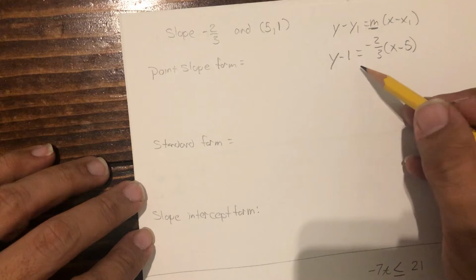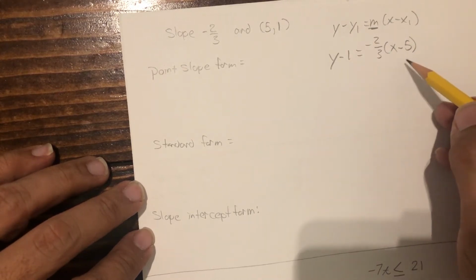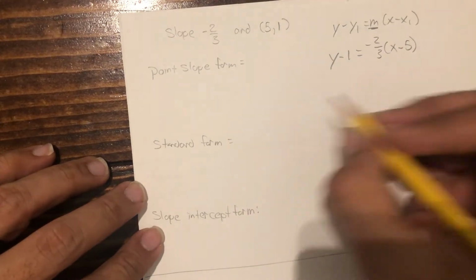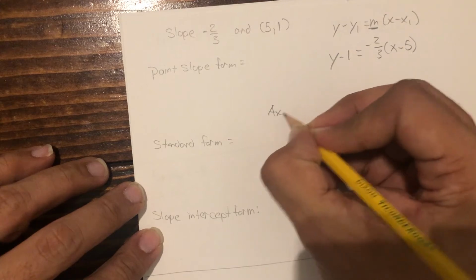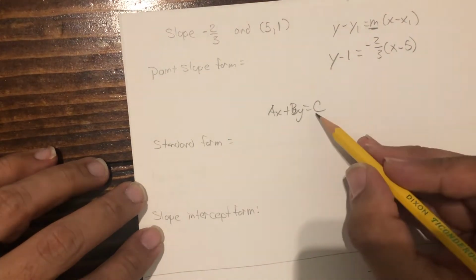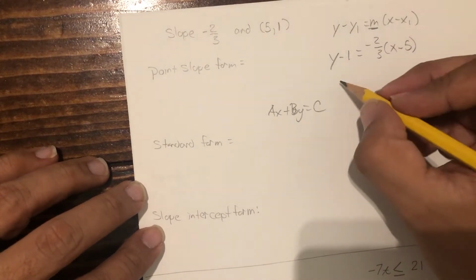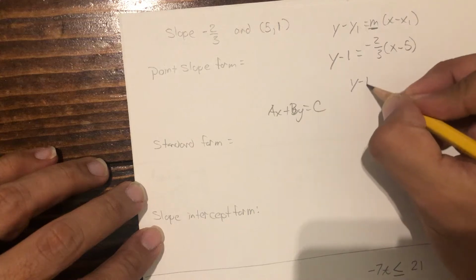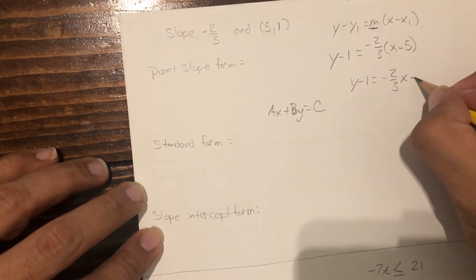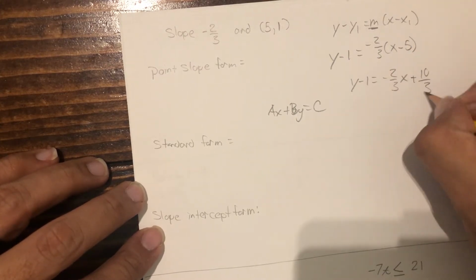Okay? If I wanted to change this into standard form, I'd have to first multiply this out and then leave the letters x and y on one side, because this formula is ax plus by equals c. So the constant stays here. So I'm going to multiply this out, so it's going to be y minus 1 equals negative 2 over 3 x minus, or actually plus 10 over 3.